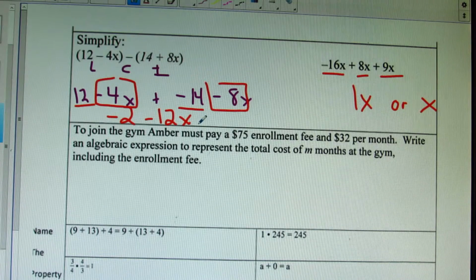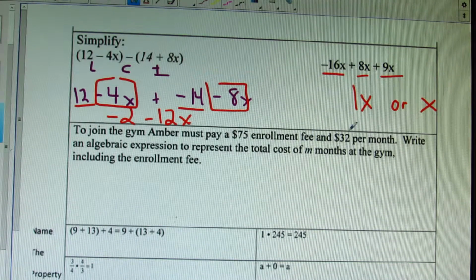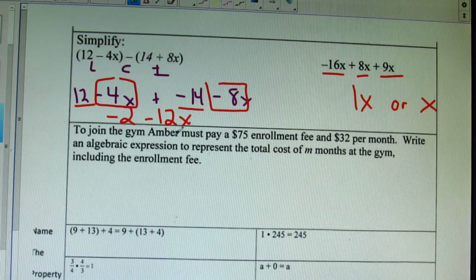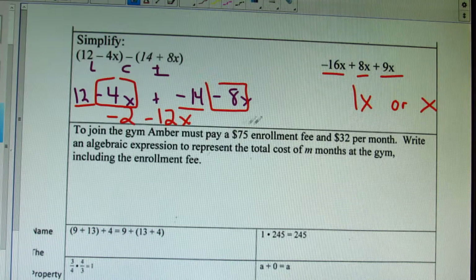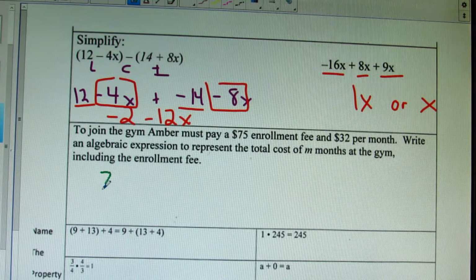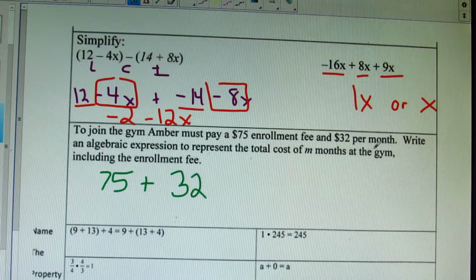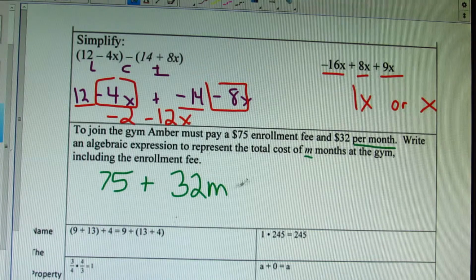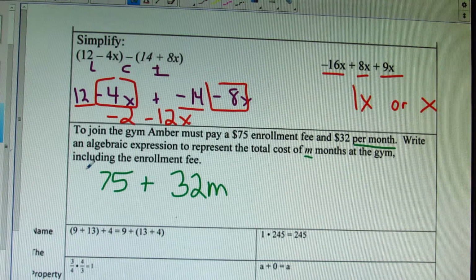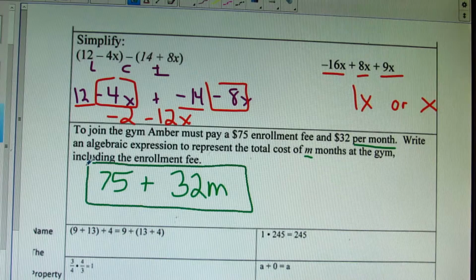To join a gym, Amber must pay a $75 enrollment fee and $32 per month. Write an algebraic expression to represent the total cost of m months at the gym, including the enrollment fee. Okay, so I walk in the gym, I automatically have to pay $75 for an enrollment fee. And, plus, I also have to pay $32 per month. Now, the fact that the words per month are here means I have to multiply $32 for each month, which is why the letter m that they told me to use is going to go next to the 32. I can't do anything else with this. This is an expression in simplest form.